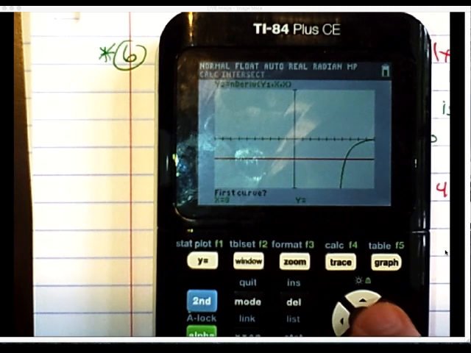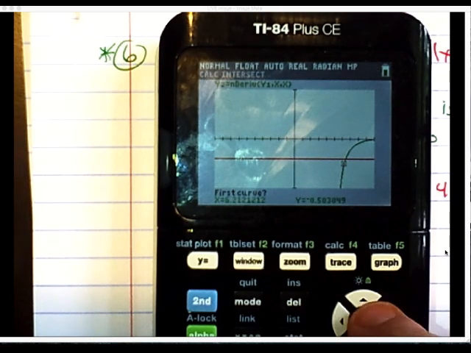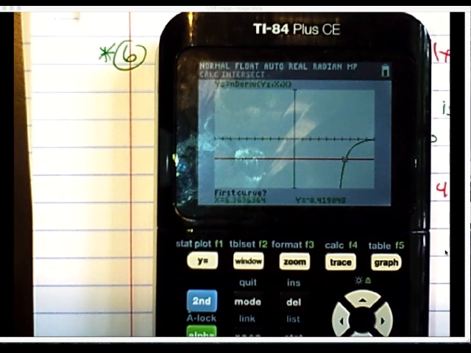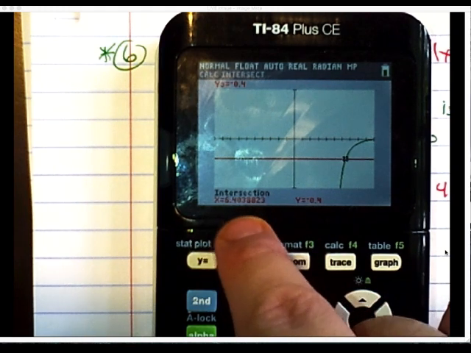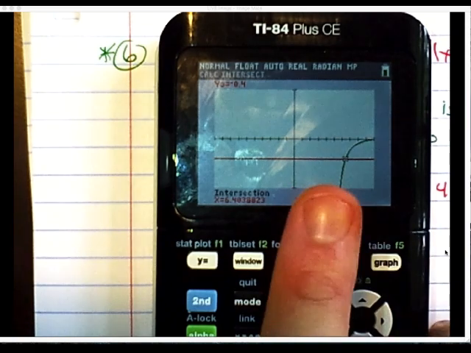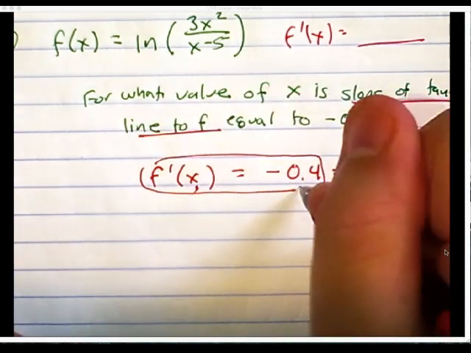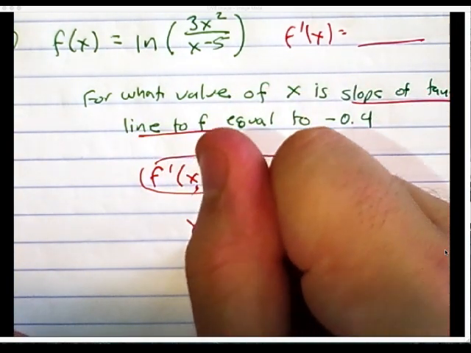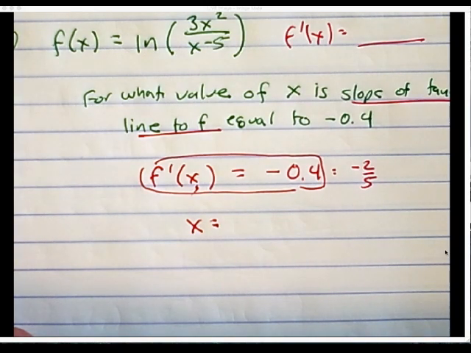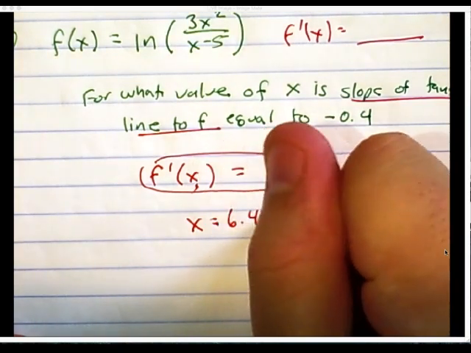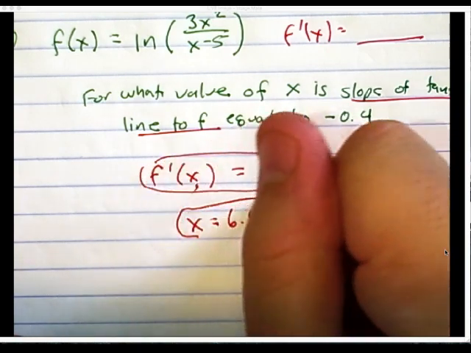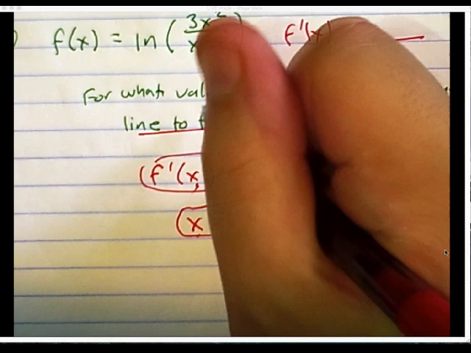They intersect, I'm just toggling about right there. So I'm going to hit enter again, hit enter again. And it tells me what the intersection is. The x value is 6.404. So this occurs at an x value of 6.404. That's all the question's asking for, what value of x.